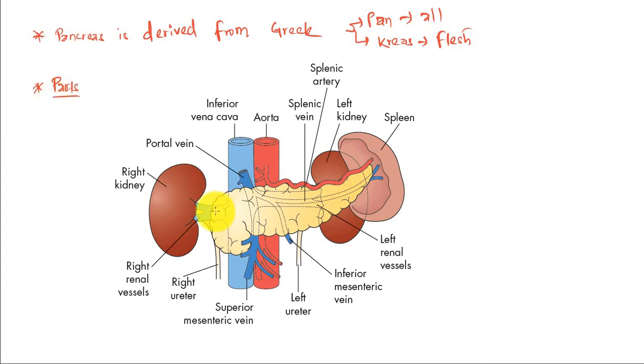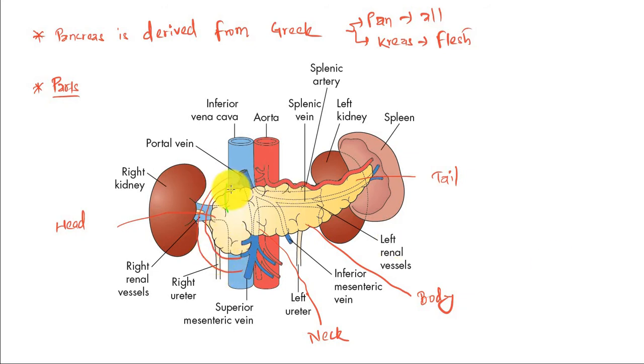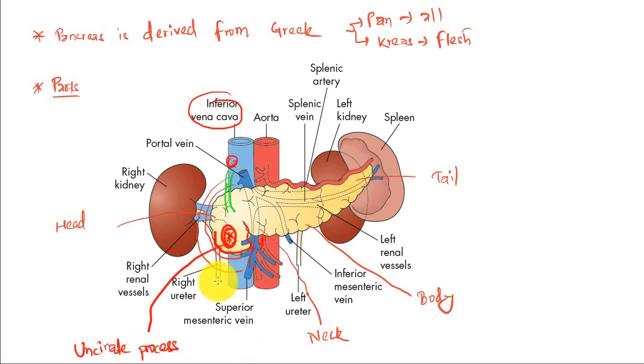There are 4 parts: the head, neck, body and the tail. The head is housed in the C-shaped duodenum, and in the posterior portion there is the common bile duct and inferior vena cava, and you can see superior mesenteric vessels passing behind a projection known as the uncinate process.